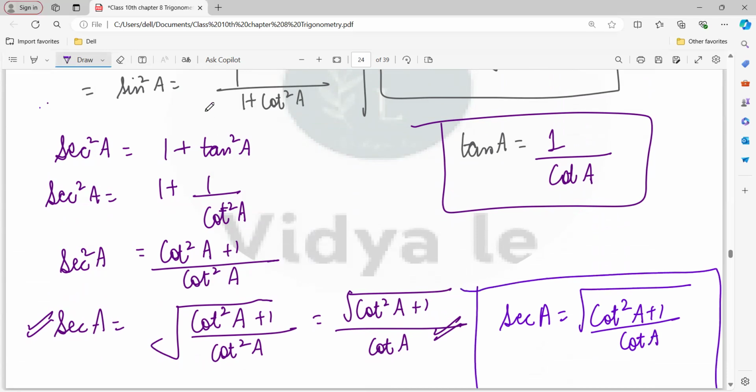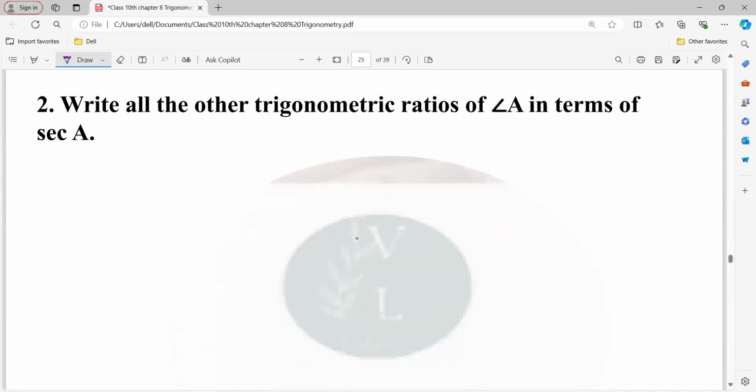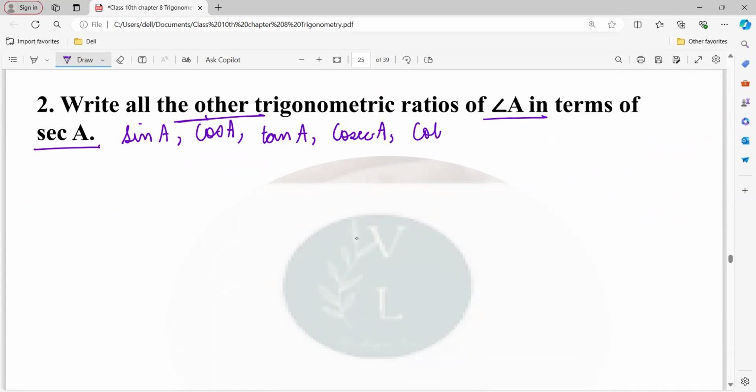Wonderful. Now we'll start question number 2. In question number 2, we have: write all other trigonometric ratios of angle A in terms of secant A. That means we need to find the values of sine A, cos A, tan A, cosecant A, and cot A in terms of secant A. So let's solve it.